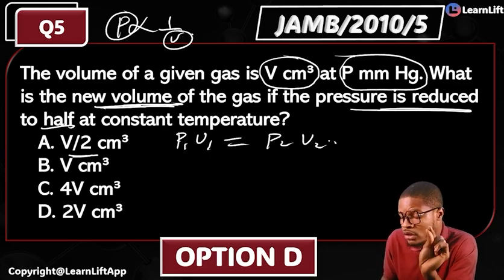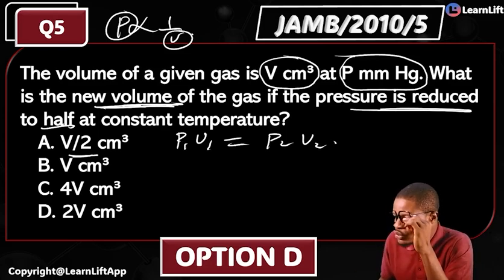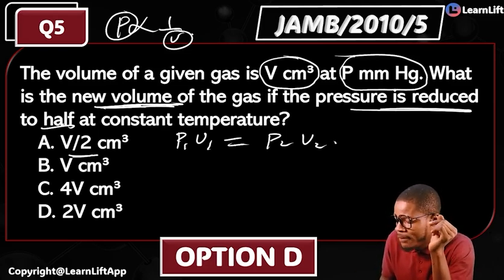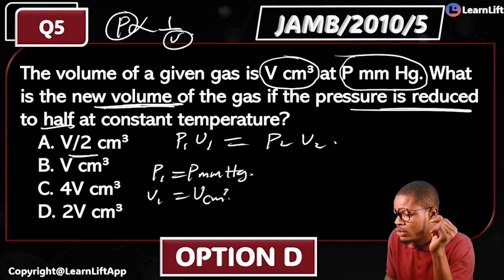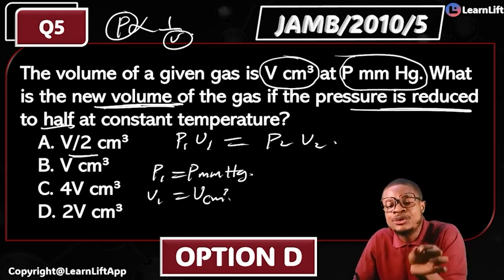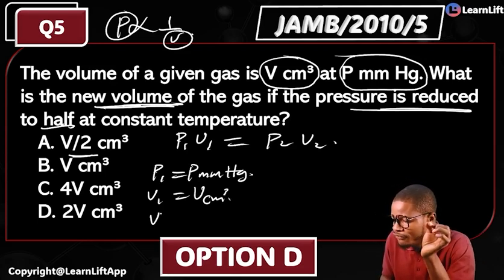Now, pay attention closely. From here, what can we deduce? Let's go with P1 first. What's your P1? P1 is P millimeter mercury. What's your V1? V1 is V cm cube, right? And the question says, what is the new volume? In other words, new volume is V2.